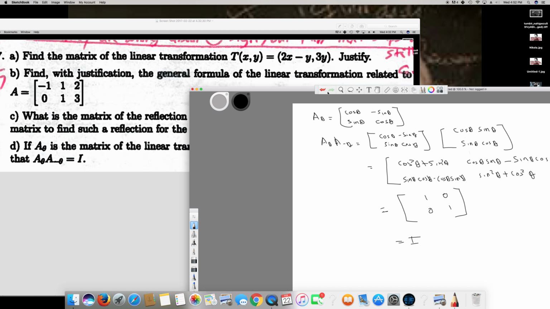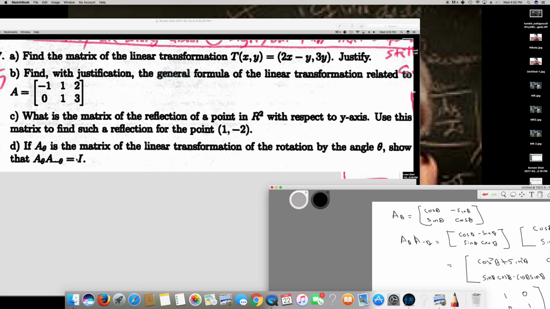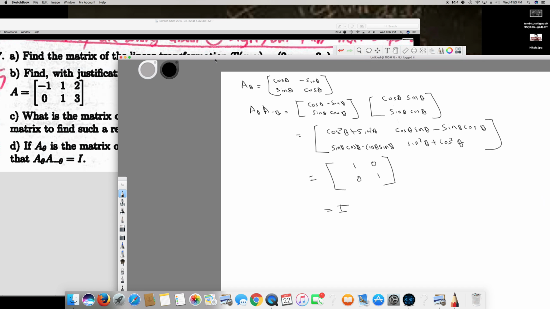We proved that the question is asking: A theta, the matrix of the linear transformation of the rotation by the angle theta, so that A theta A minus theta is equal to identity. That's what we have done right here.